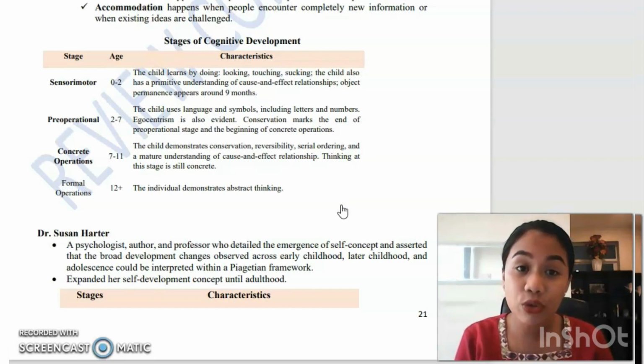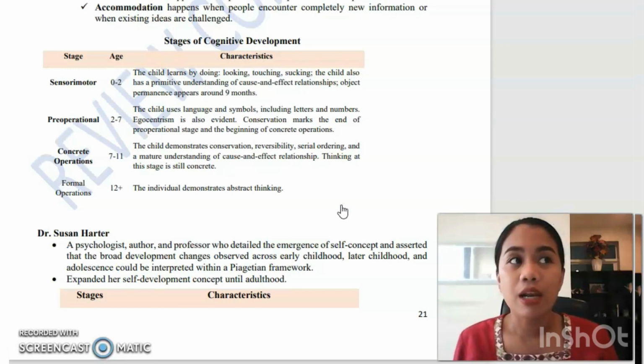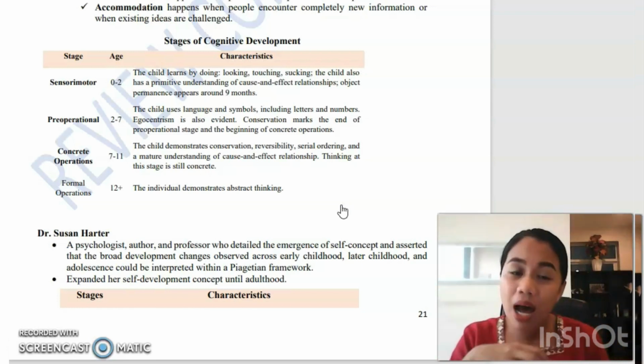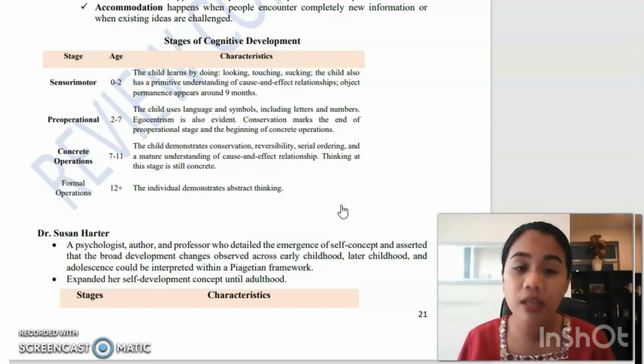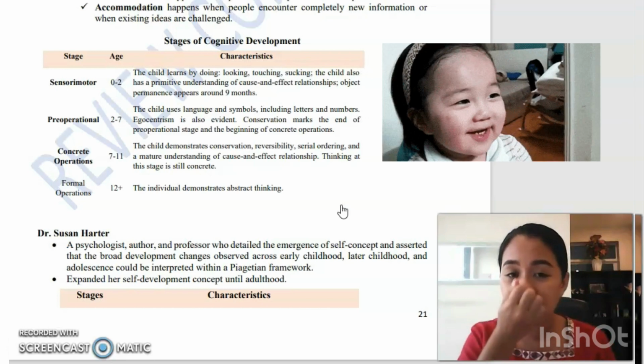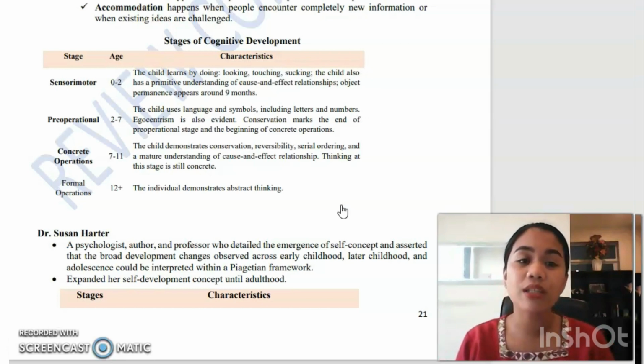Sensory motor is from ages 0 to 2. It's the time wherein the child learns by doing. The child learns through what you let them do, like building blocks, playing, touching, and tasting. You will notice that most babies, 0 to 2 years old, keep on tasting, using their mouth; whatever they find, they put in their mouth. And also the child has a primitive understanding of cause and effect relationship.